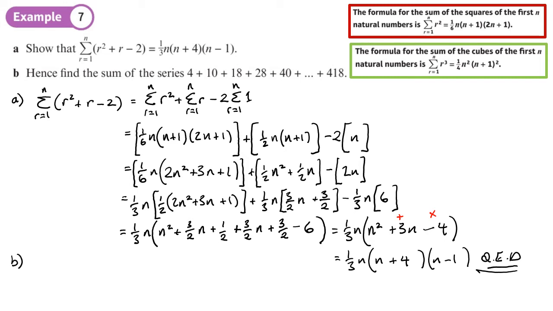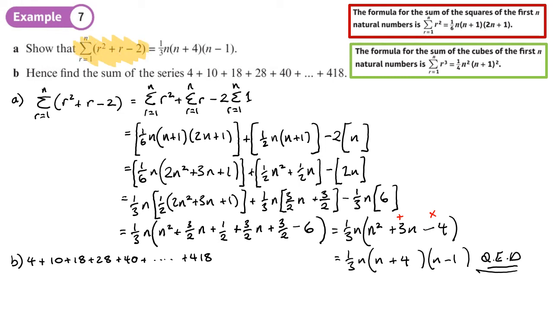And part B, hence find the sum of 4, 8, 18, 28, 48 up to 418. So let's write that out. Okay, so at first this may look totally random, but let's have a look at what we get. Now, if I put r equals 1 into this up here, so let's just highlight this. So if I put r equals 1 into this, what number do I get?